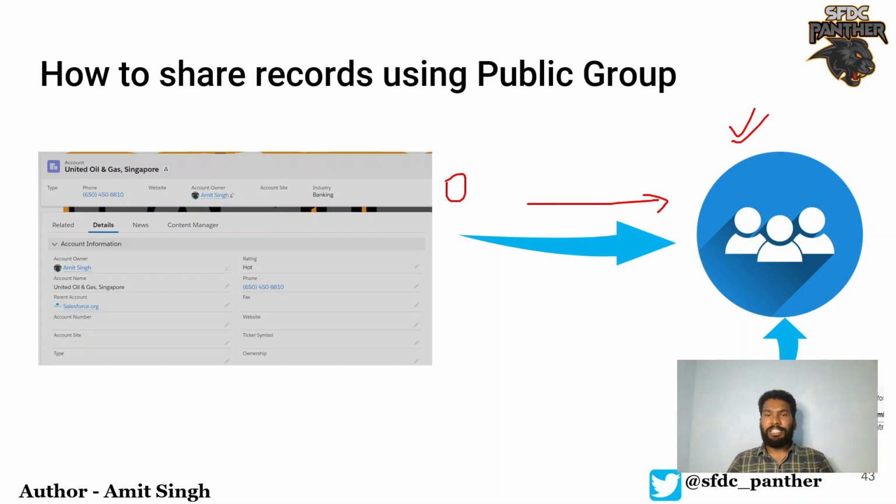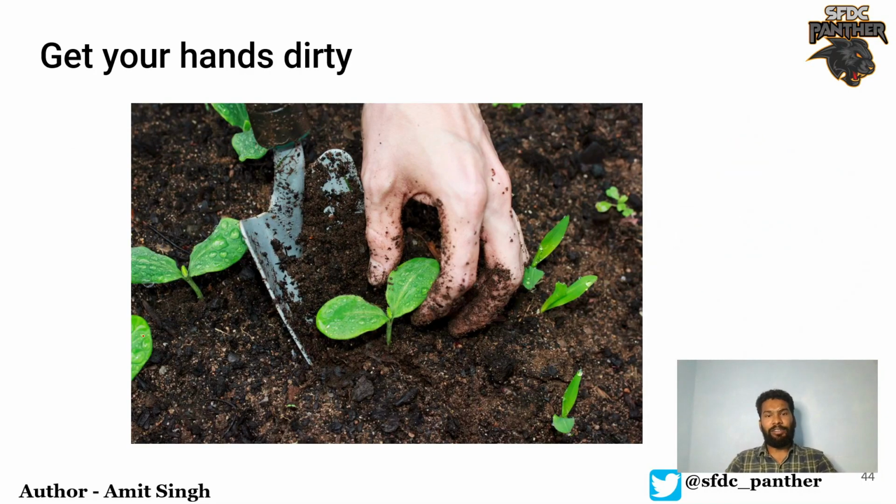So the use case we are going to see here is that we are going to create a public group. Initially that public group is going to have the users, and then we are going to share a record using that, either with sharing rules or manual sharing, or we can also share using Apex managed sharing. We can use this public group anywhere in all these three criteria that we have just discussed. So let's quickly start over here and get our hands dirty.